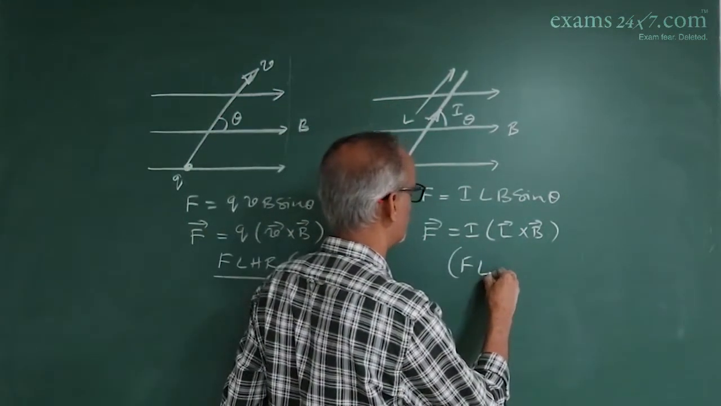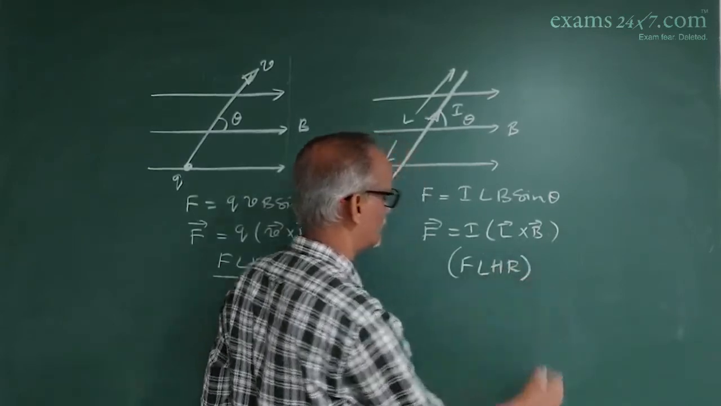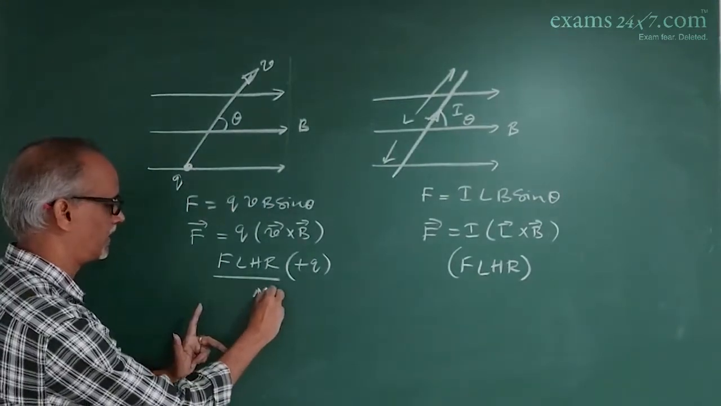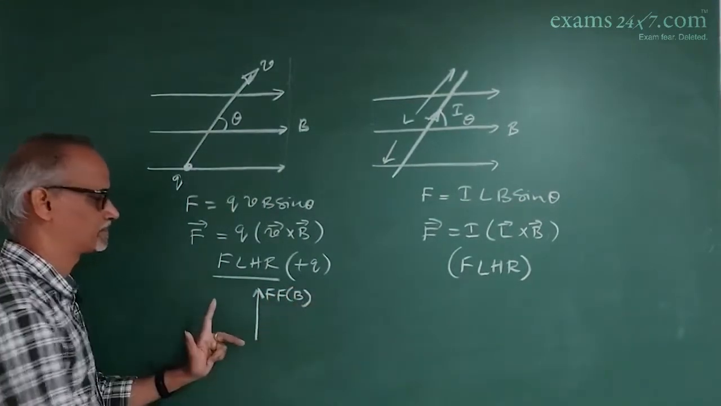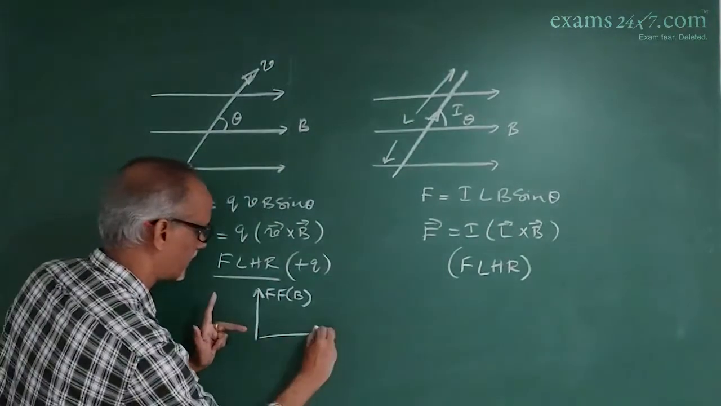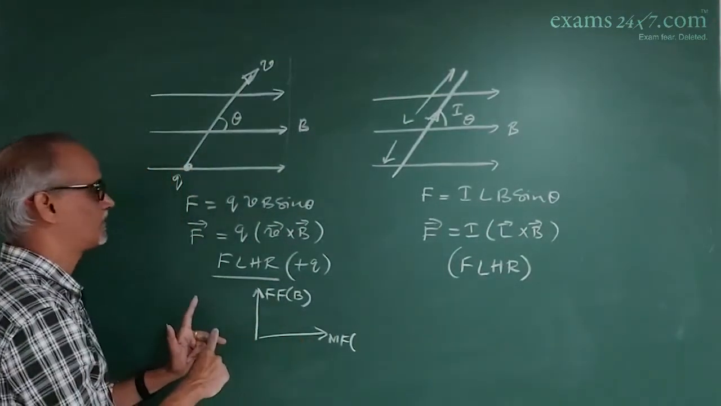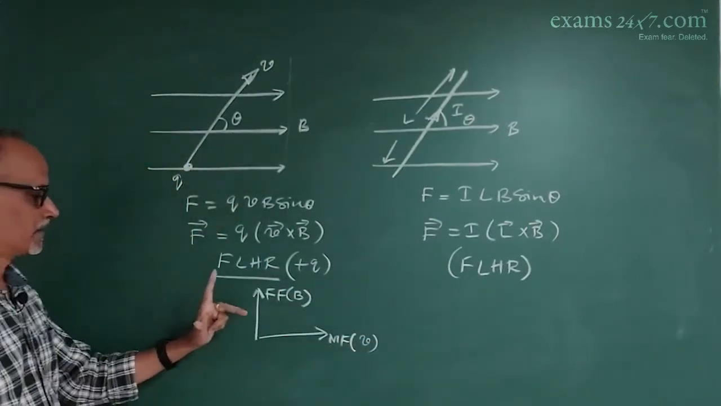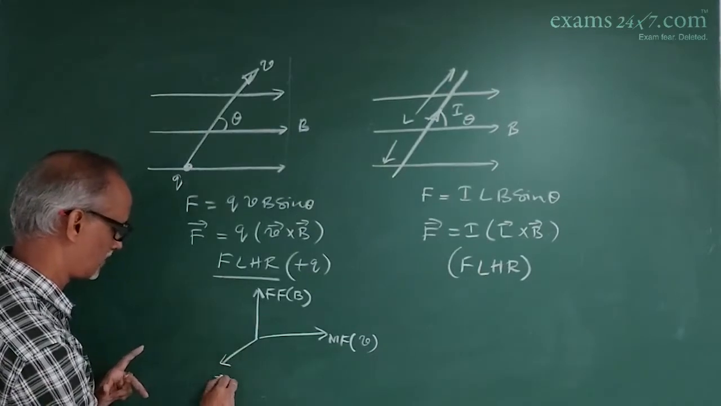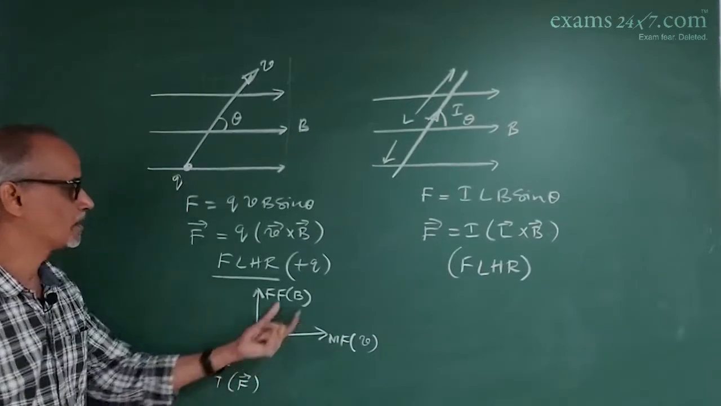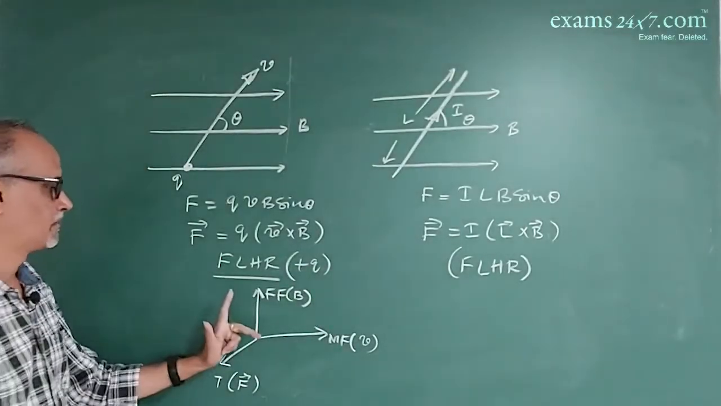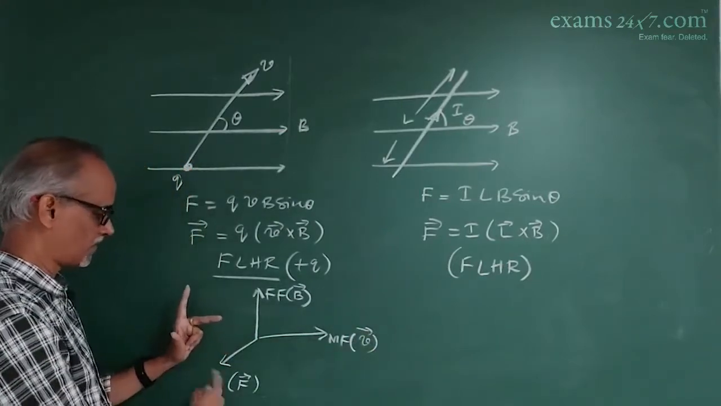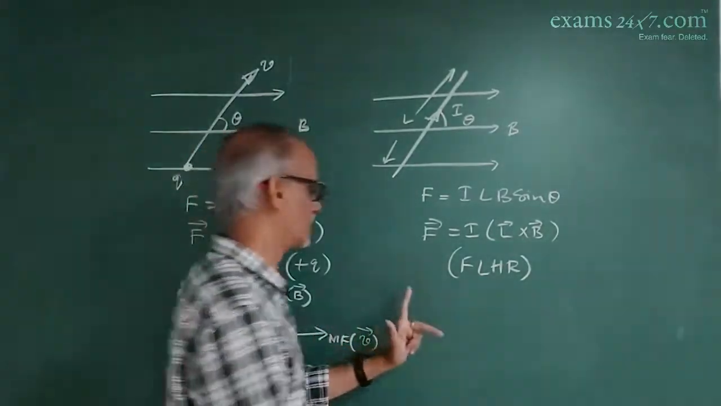Here also we have a modified version of Fleming's left hand rule. The forefinger indicates the direction of the magnetic field, the middle finger indicates the direction of the velocity vector v, and then the thumb indicates the direction of the force on a positively charged particle.